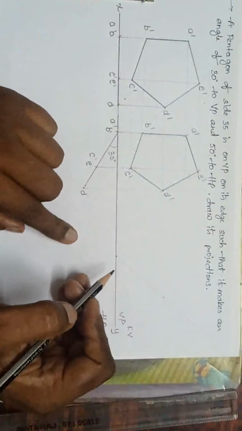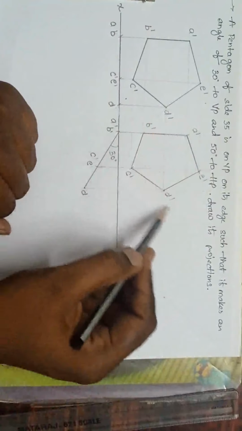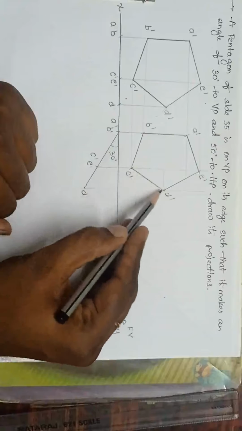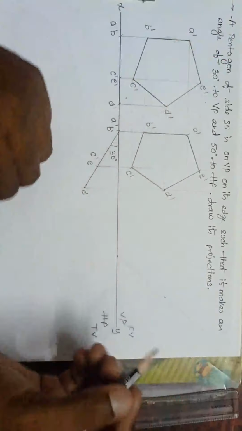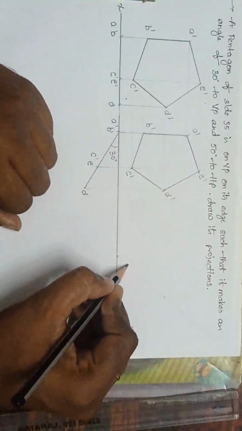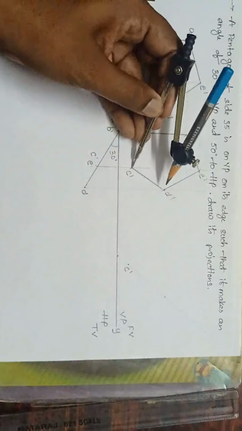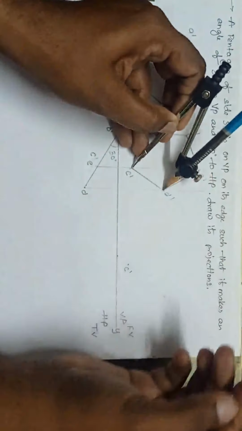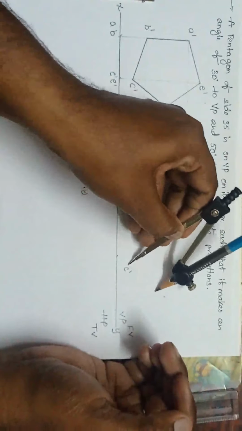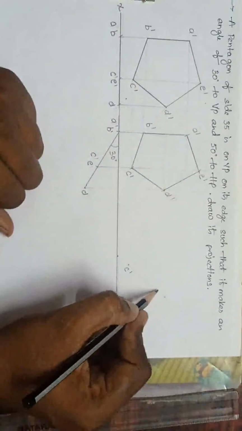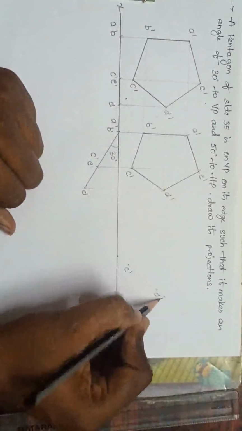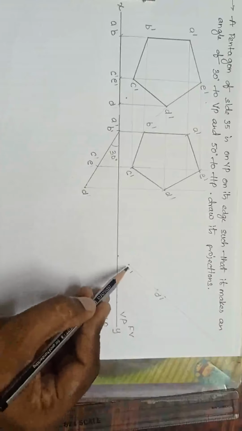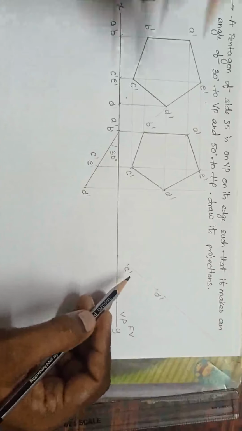Next, you can take any edge, your wish. I am taking C dash D dash, your wish. You can take any one. So what I'm making is this C dash here. Now take a radius C dash to D dash, with C dash as center, and cut here. Mark any point D dash. Done. Using CD, I have to draw all the points.